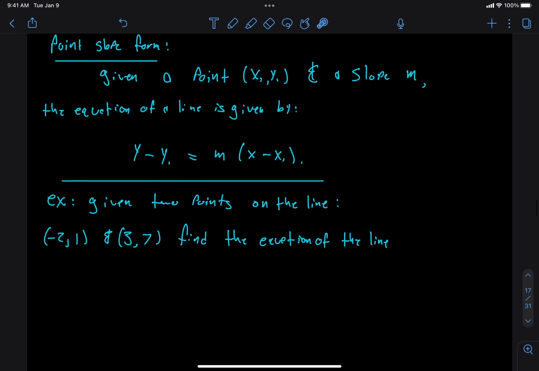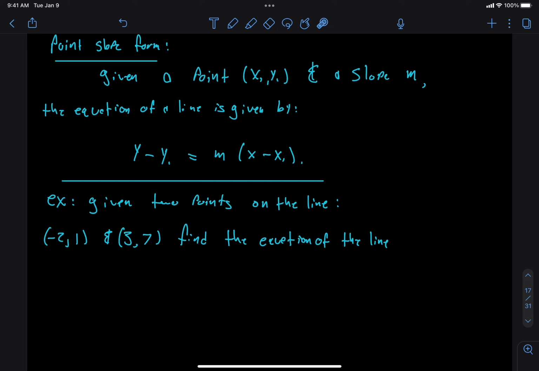So let's see the first way that we do that. So the first way is called point slope form. And the reason that I teach point slope form before slope intercept form is because point slope form is more important, and it's used more often, I would say. So having a good understanding of point slope form will be crucial not just for our class, but also if you move on to calculus.